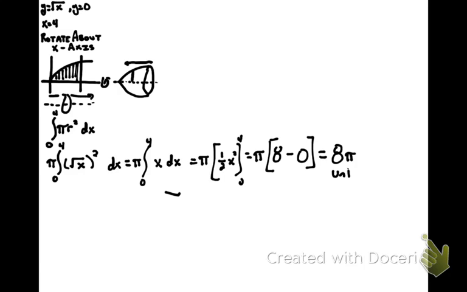This would be units cubed because it's a volume. So we identified how our circles were stacked, the way we were thinking about them. We came up with an expression for the radius and then integrated pi r squared.